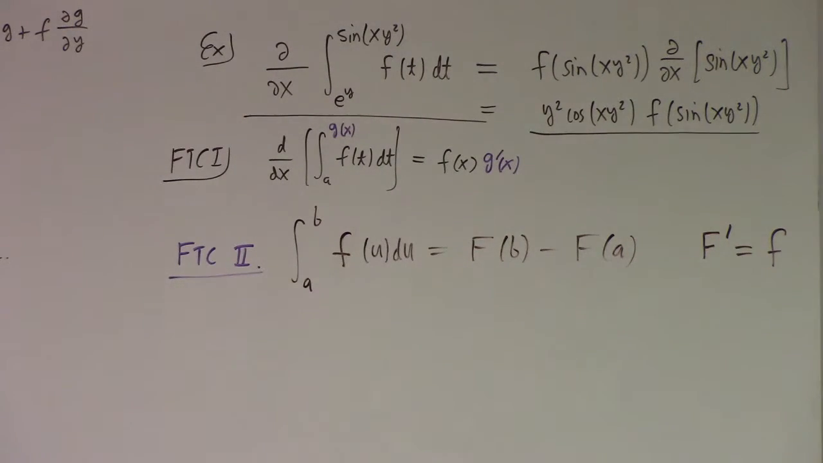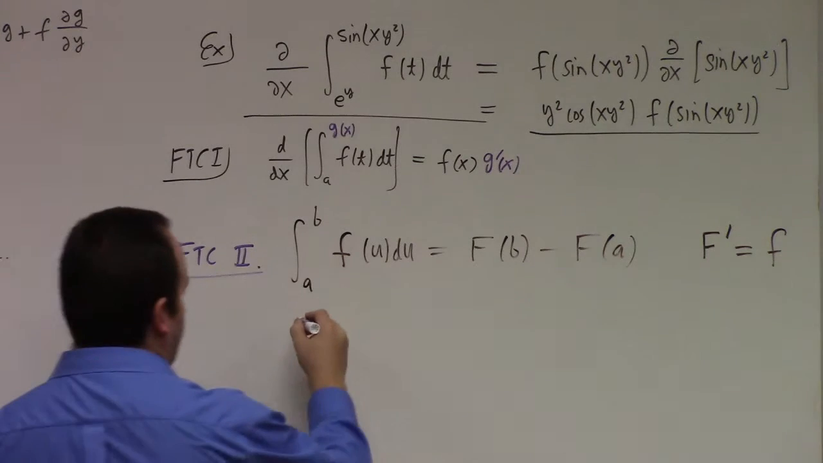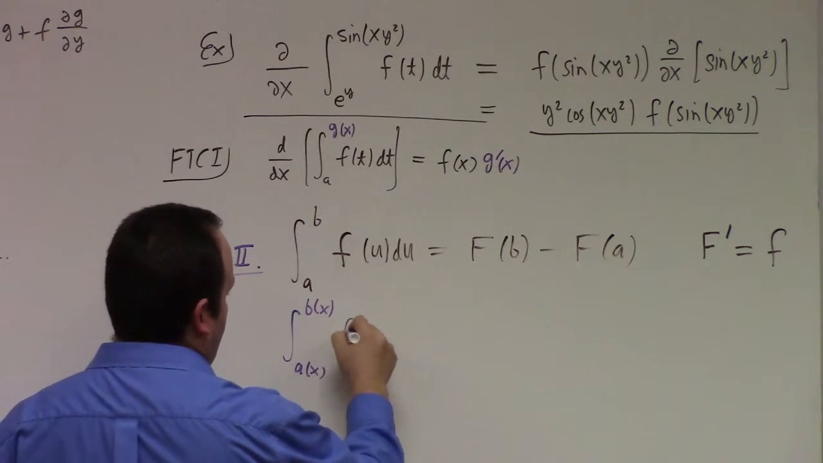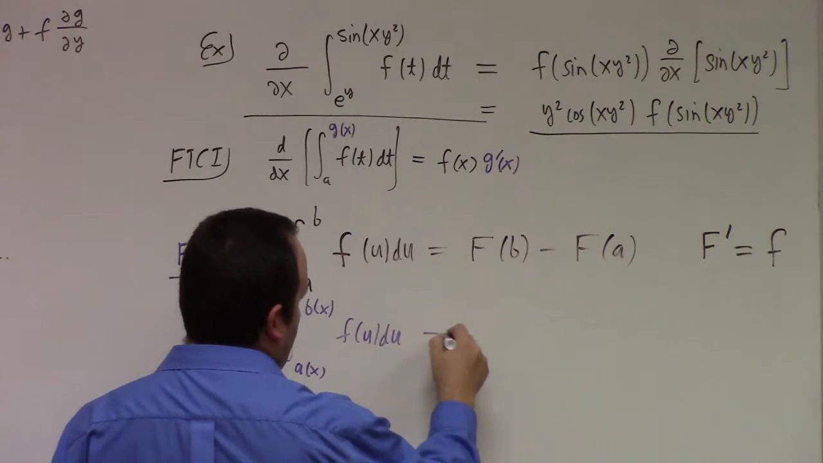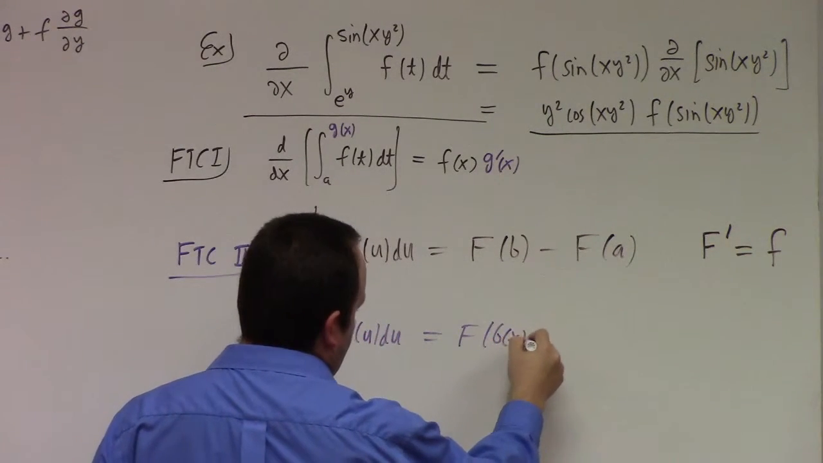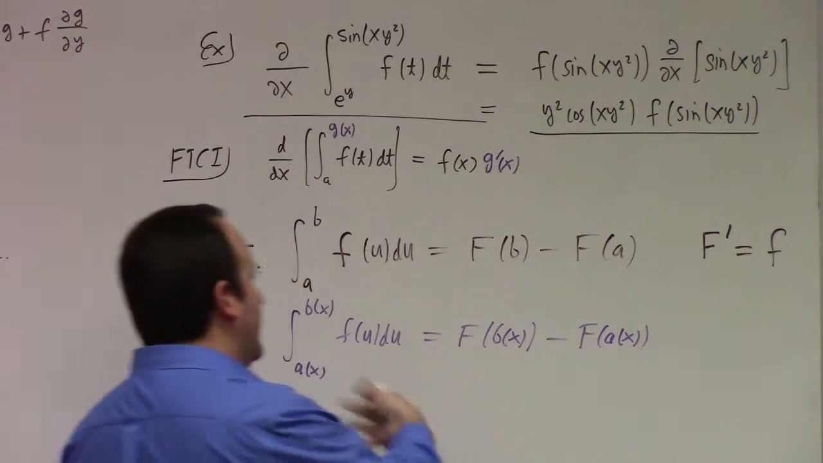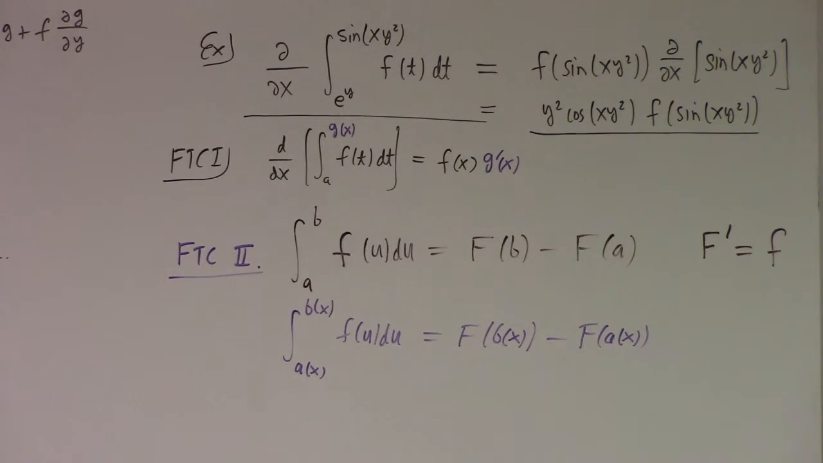Well, if you think about FTC part 2, and you allow a and b to be functions rather than just numbers, what do you get? The integral from a of x to b of x of f of u du is equal to F of b of x minus F of a of x. Now, how do I derive that? I derive that from applying the fundamental theorem of calculus at each value of x. But you can do that.